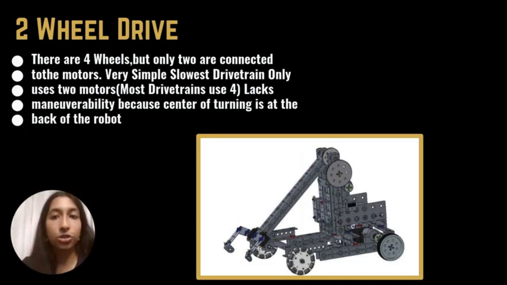Okay, so now we're going to look at our two-wheel drives. So in our two-wheel drives, they have four wheels. However, only the back two are powered. That means it's one of the more simple drivetrains since it only needs two motors, one motor for each wheel that's driving it. However, the downside is it's one of the slower types of drivetrains and it's the hardest to maneuver since you're only going to be able to maneuver the robot from its back. So the two-wheel is one of the most simple ones that you can make.